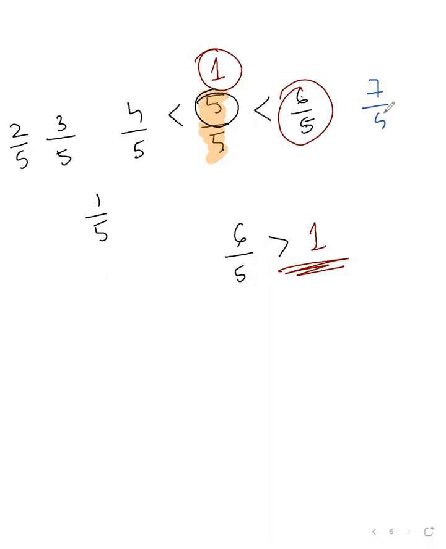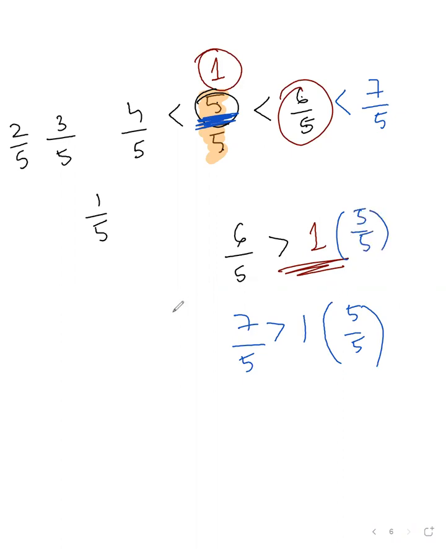7 by 5 is also greater than 1. 8 by 5, 9 by 5, 10 by 5, whatever number you take, which is greater than this 5 over here, then it will be greater than 1. समझ में आई बात? Yeah. ठीक है, 1 को we can write it as 5 by 5. So why is this happening?